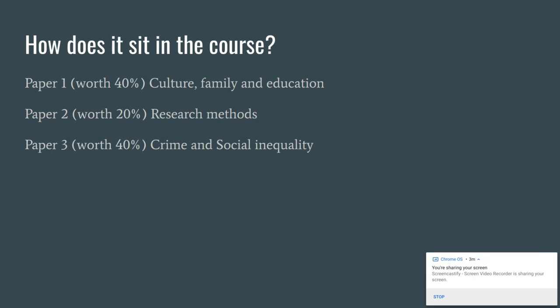Okay, so how it sits in the course, where we are and what we've got left to do. At the end of our second year, at some point, we will have our exams, and it'll be the three papers. Paper 1 is what we've been working towards this year. The norm would be that we would have this all finished at this point.